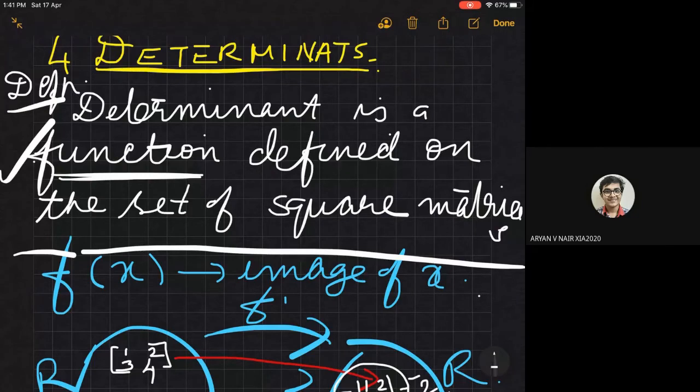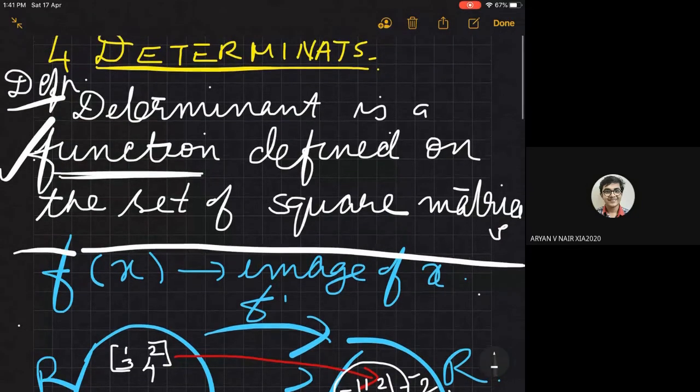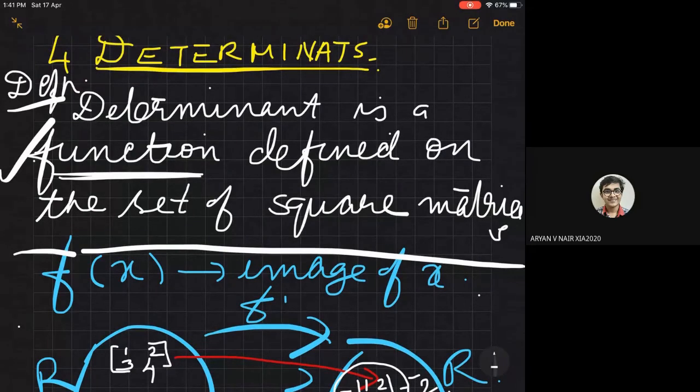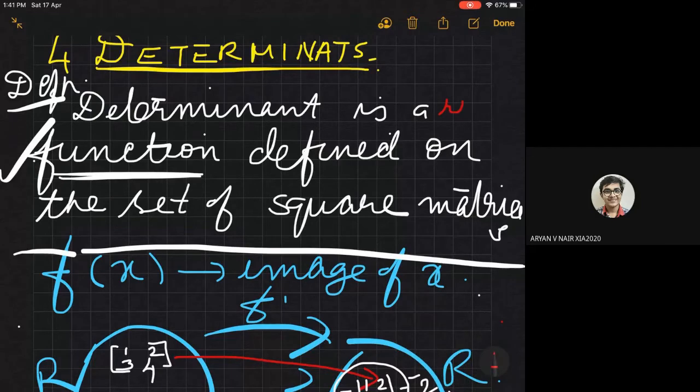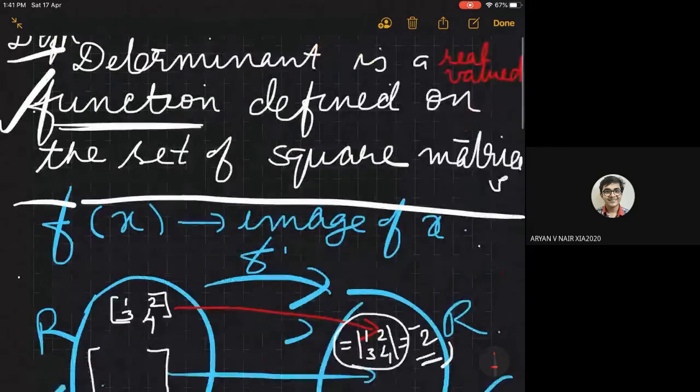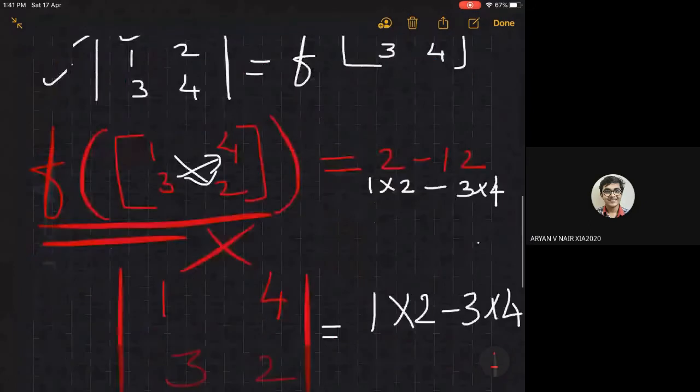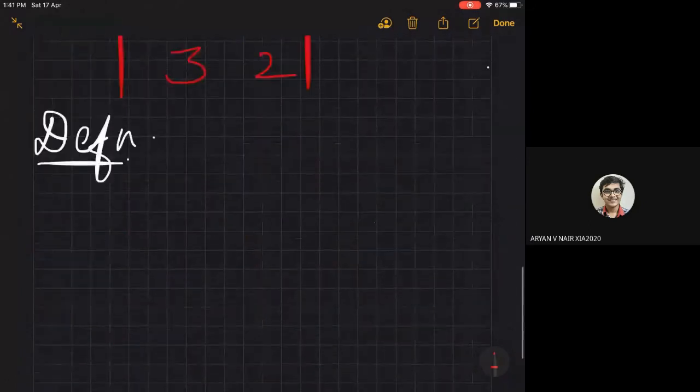Determinant is a function defined on the set of all square matrices. Determinant is a real valued function. Please add one word here: it is a real valued function defined on the set of all the square matrices.